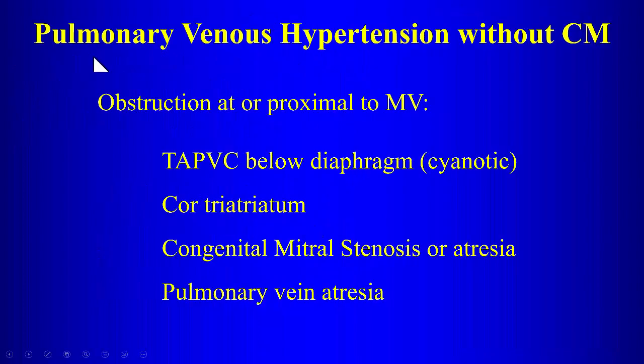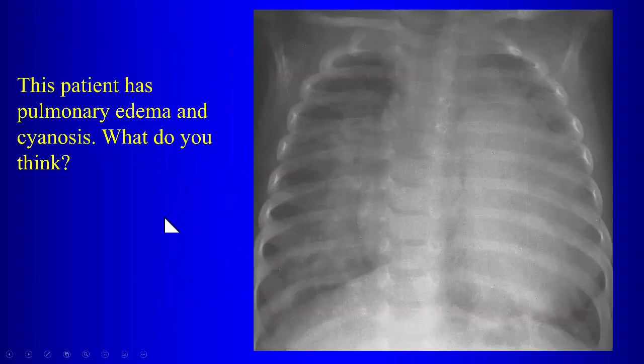All right. Now, if we have pulmonary venous hypertension without cardiomegaly, we can have total anomalous pulmonary venous return below the diaphragm. That will give you cyanosis. These other things will not: cor triatriatum, congenital mitral stenosis, pulmonary vein atresia. So somewhat rare. This is the one that tends to show up on the exam. Okay. So this patient has pulmonary edema and cyanosis.